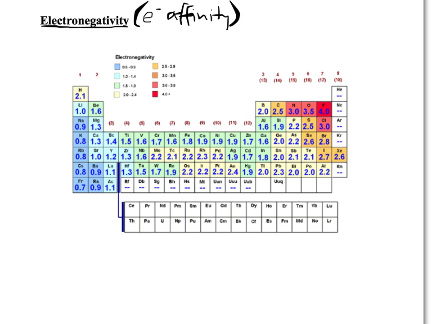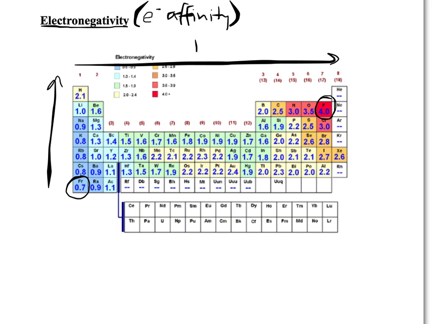And what we can see in this periodic table here, we have electronegativity values for different elements. We can see that the element with the greatest electronegativity is fluorine, up in the top right corner, and the element with the lowest electronegativity is francium, in the bottom left. So the general trend is as we go up and to the right, electronegativity increases. It follows the same trend as ionization energy, with one exception, the noble gases.